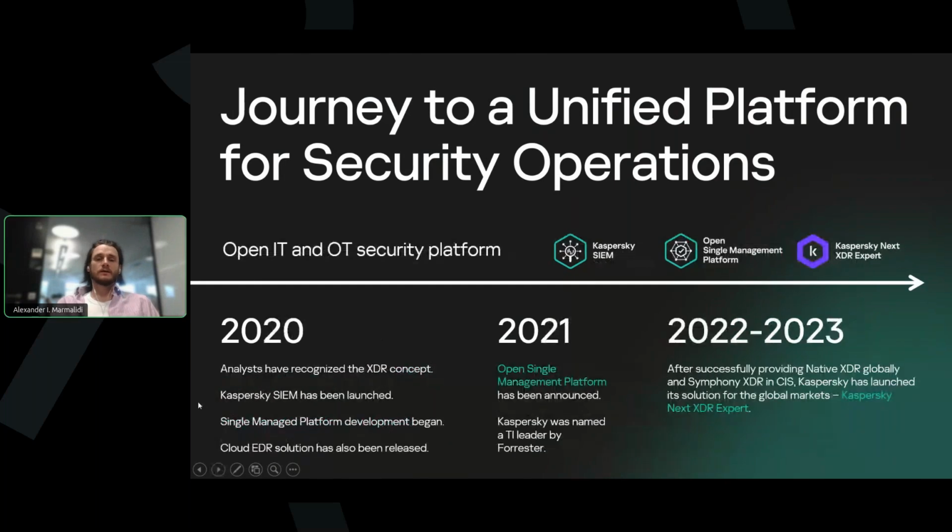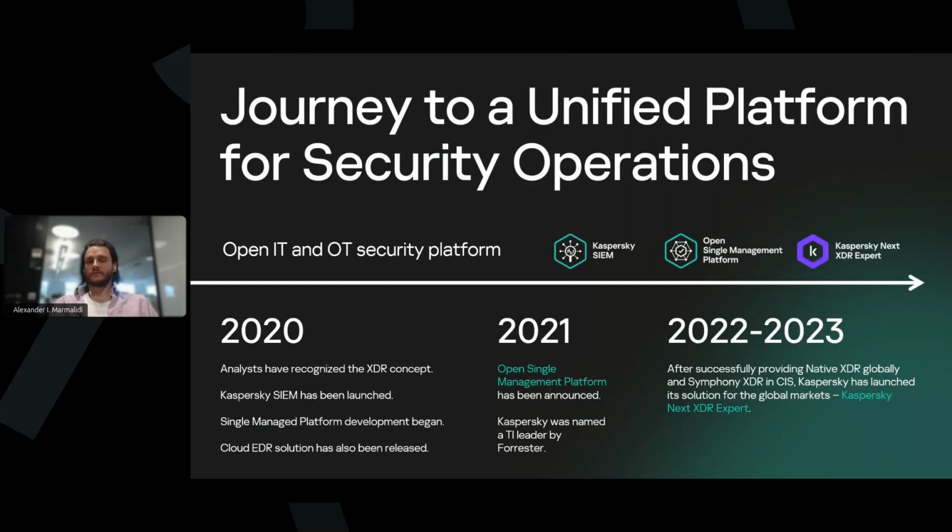And at the start of this decade that we are in right now, the XDR concept has been recognized, of course, by the analysts, and we as a vendor have launched several key products and technological stacks that allowed us to provide unified security operations.